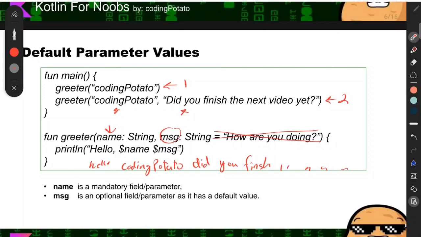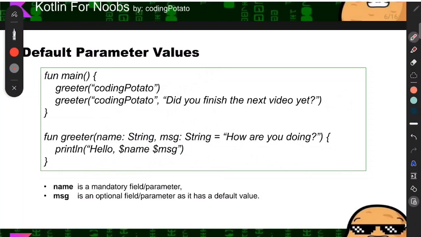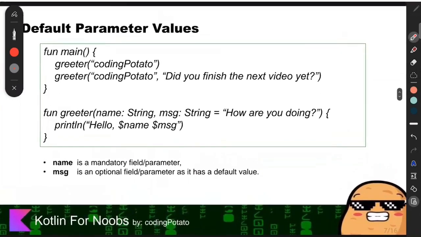Okay. And it says at the bottom right here that the name variable is a mandatory field or parameter, and the message variable, or let's say parameter, is an optional field or parameter as it has a default value. And as you can see, this can become handy in many situations. So that is for default parameters.